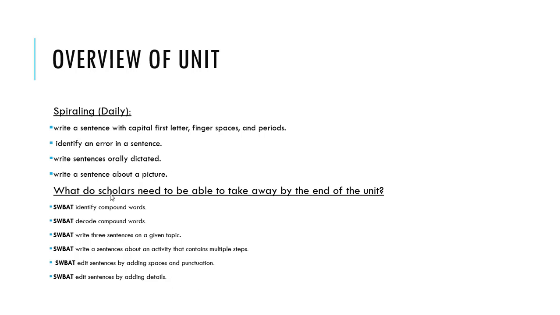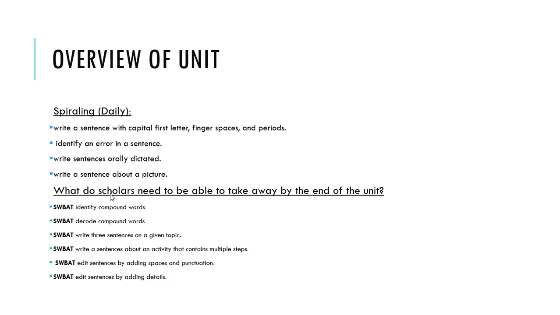But CA3, they will be definitely grading for the spaces and the periods. So make sure that they're getting in a habit of doing that and self-checking for that as well. Or peer checking, if your class is a fan of that. Also, identifying errors in sentences. We'll dive into this a little bit more in a bit. Being able to write sentences that you orally dictate. We'll also dive into that a little bit more, and writing a sentence about a picture, which we'll dive into more.